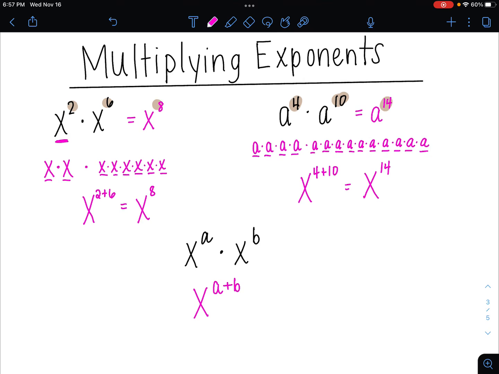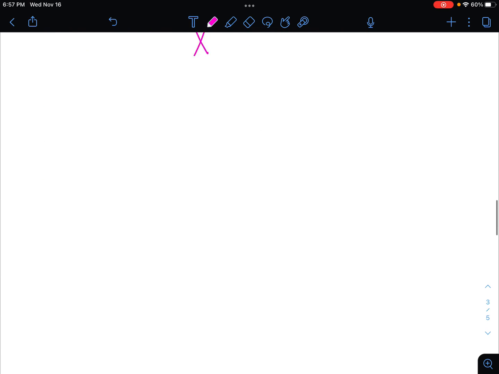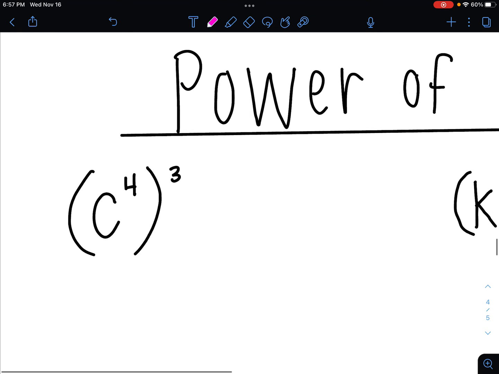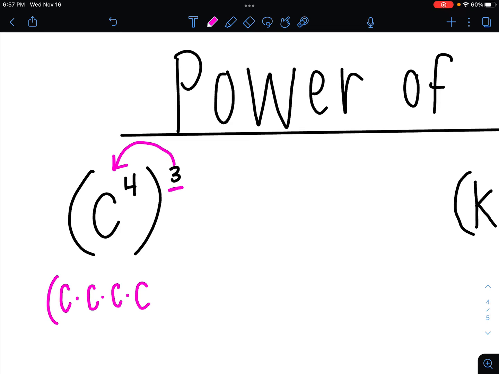Perfect. Now let's think about what happens when we have a power of a power. So, we have c to the 4th power to the power of 3. So this exponent here is impacting what is on the inside of the parentheses. So c to the 4th power is c times c times c times c. So there's 1, but this exponent 3 here tells us we need 3 copies of this.